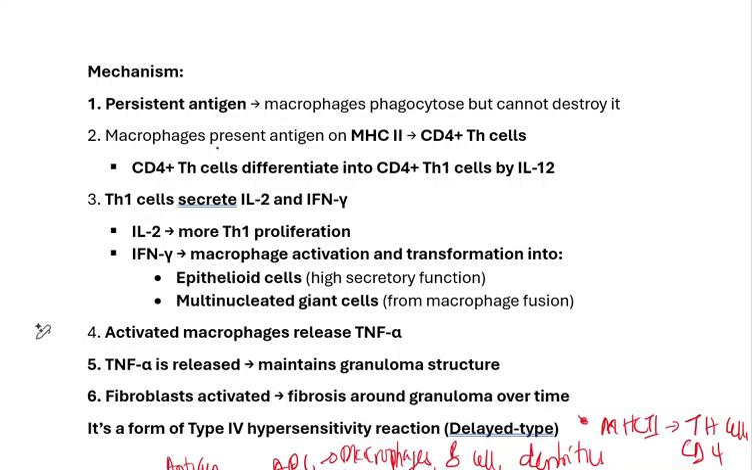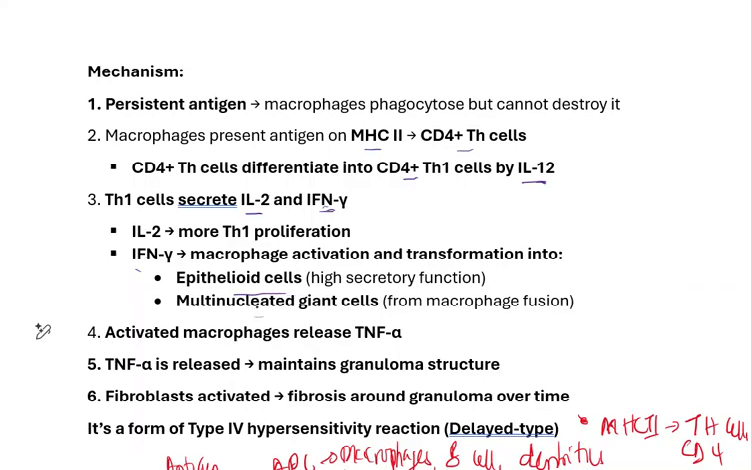And the macrophages present the antigen on MHC class 1, right, to CD4 T cells. And the CD4 T cells differentiate into CD4 Th1 cells by interleukin 12. And Th1 cells secrete interleukin 2 and interferon gamma. Interleukin 2 causes T cell proliferation, and the interferon gamma leads to macrophage activation and transformation into epithelioid cells, right?